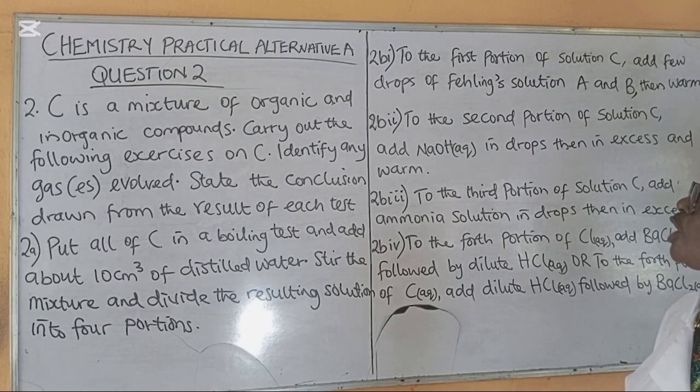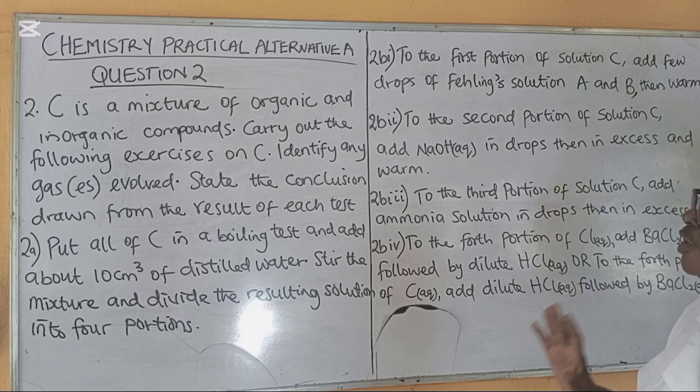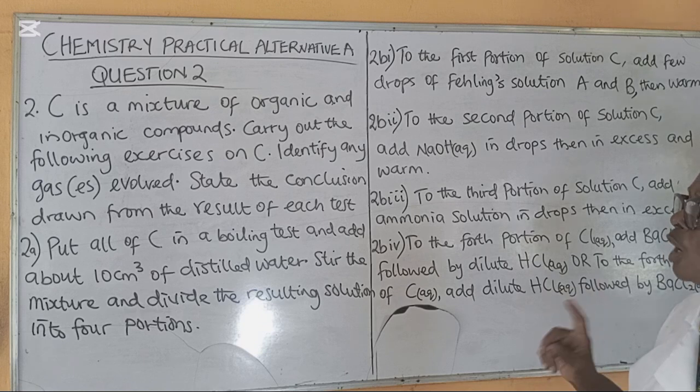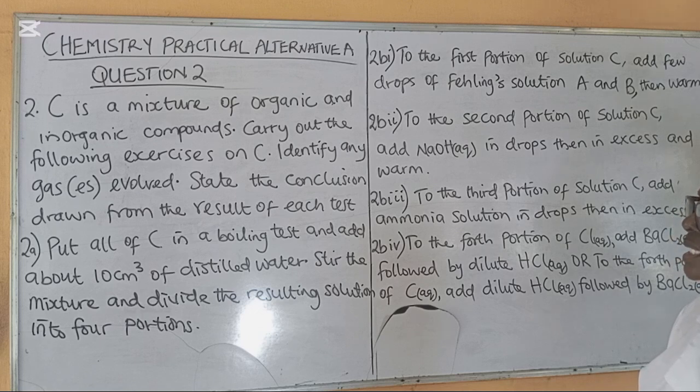C is a mixture of organic and inorganic compounds. Carry out the following exercises on C. Identify any gas or gases involved. State the conclusion drawn from the results of each test. 2A. Put all of C in a boiling tube and add about 10 cm³ of distilled water. Stir the mixture and divide the resulting solution into 4 portions.